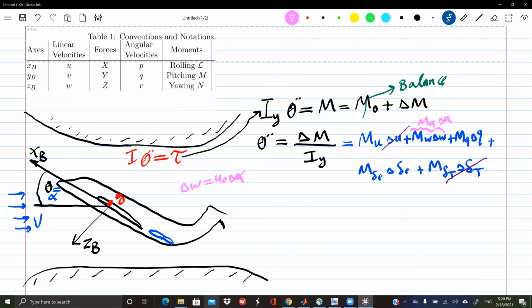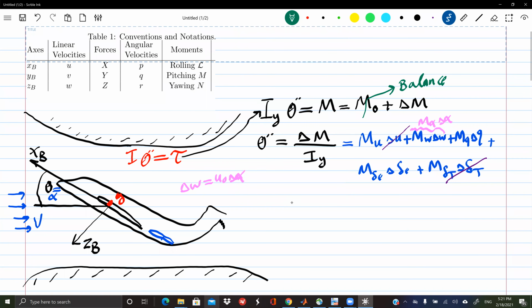Because what is the meaning of MW delta W? It is the change in pitching moment, divided by Iy, that's fine, due to the change in W. We just said that the change in W is equivalent to the change in the angle of attack. So I will write it like this: M alpha delta alpha. This is the change in M due to changes in alpha. All right. Any question about this replacement of MW delta W by M alpha delta alpha? Okay, what else?